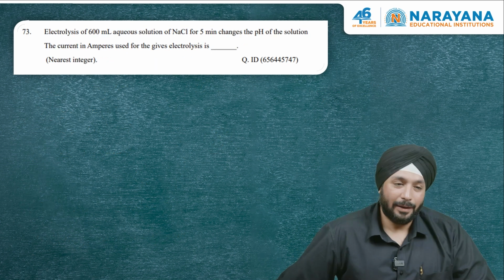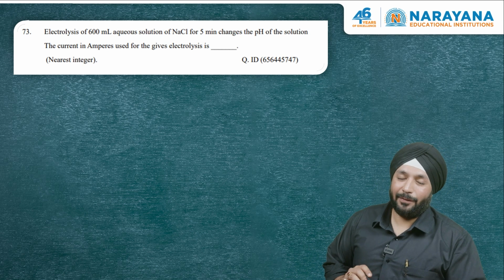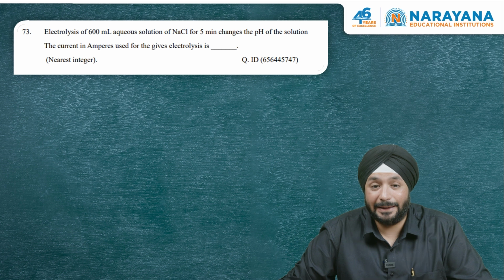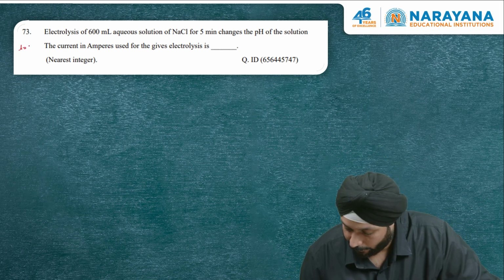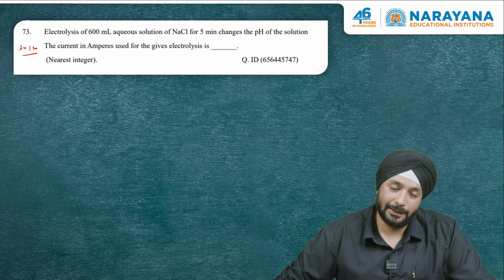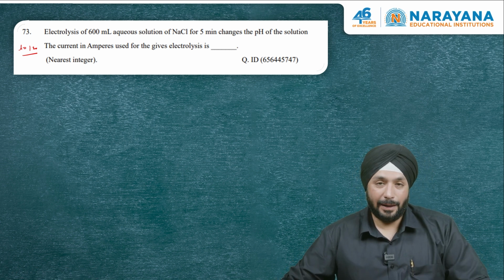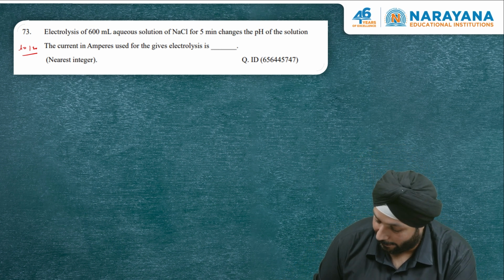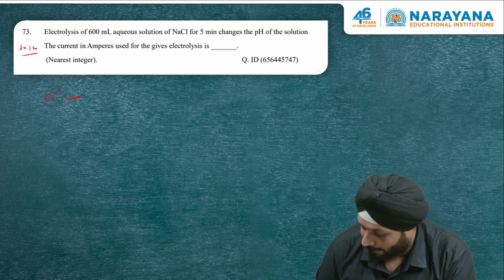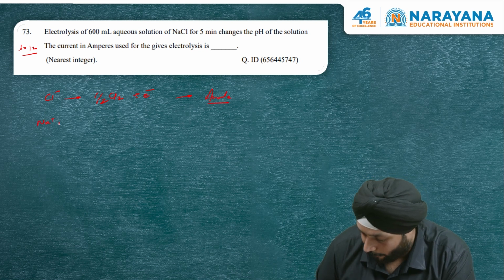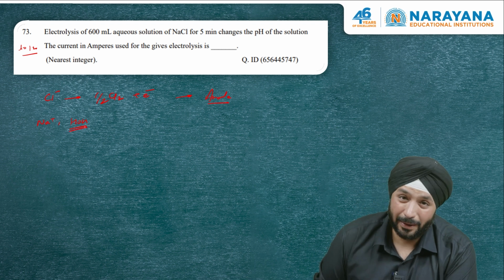Question number 73. Now is the question directly from electrochemistry and a very nice question. The electrolysis of 600 ml of solution of NaCl for 5 minutes changes the pH of the solution to 12. The current in amperes used for the given electrolysis is, so you have to find out this. Now understand the question, we will do it on our own way. So when you do electrolysis of NaCl, right, so Cl minus will come out as half Cl2 plus electron at anode, and among Na plus and water, water will undergo reduction, right.